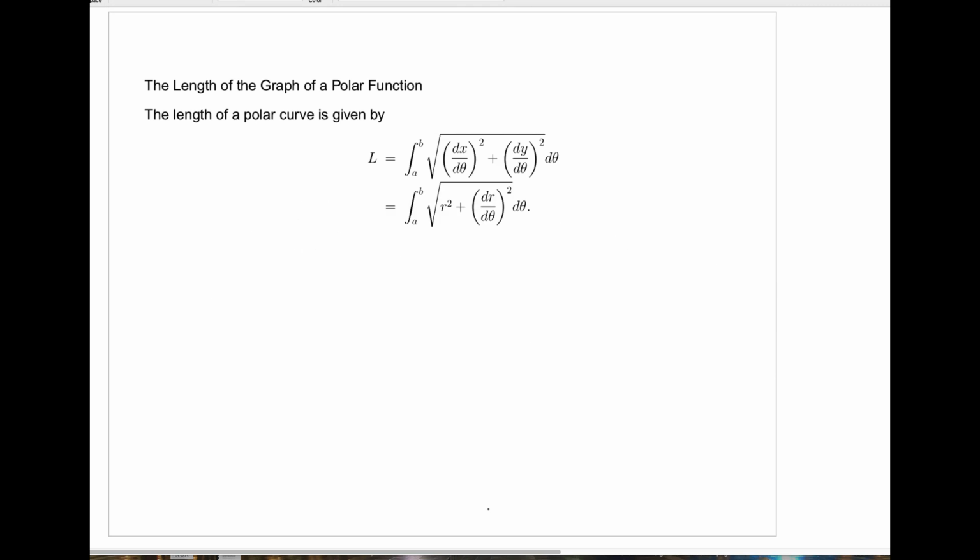That tells us now that we can find the length of the polar curve just by integrating from alpha to beta this quantity, the square root of dx d theta squared plus dy d theta squared d theta, and we just solve for that formula under the square root. That's the same as the integral from alpha to beta of the square root of r squared plus dr d theta squared with respect to theta.